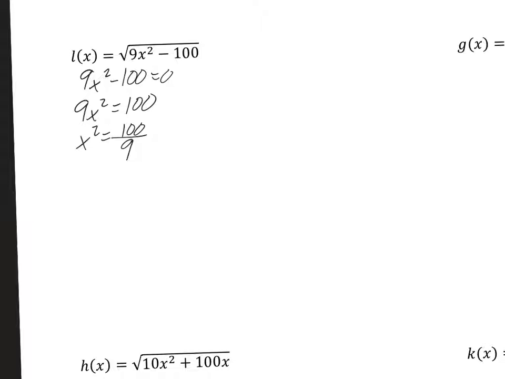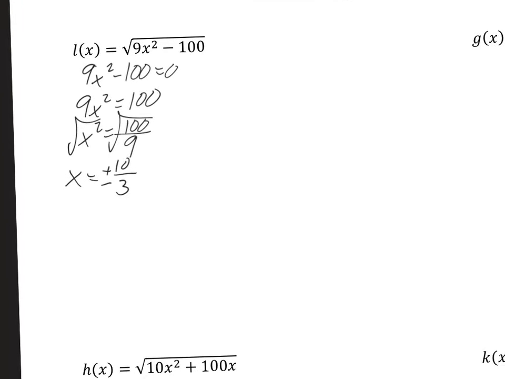Now, how do I get rid of x squared? How do I make that into just a plain x? I'm going to do square root. So I'm going to be left with x equals square root of 100 is 10, square root of 9 is 3. Now, what's the important thing with square roots? What do we always get? Positive and negative.